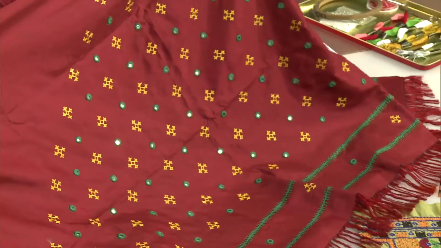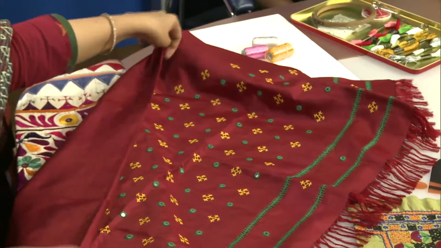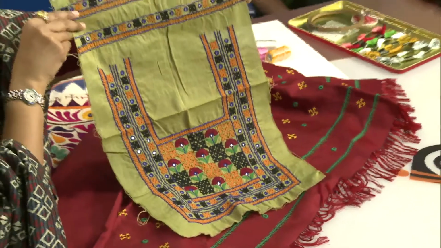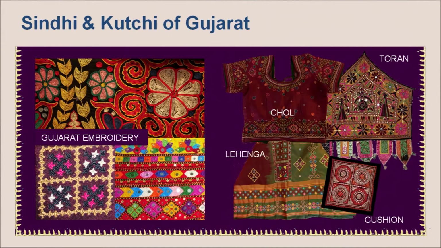While this embroidery was essentially seen on garments, it encompasses a wide variety of artifacts which includes bags, cushion covers, wall panels, jackets, mobile pouches and dupattas, and many more things. There are some more pieces which you can see. You can see the beautiful colors, the vibrancy in these products.